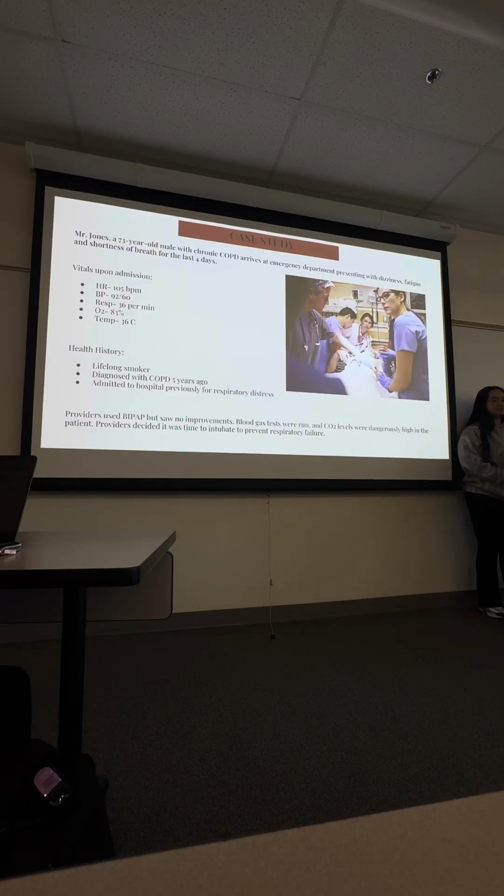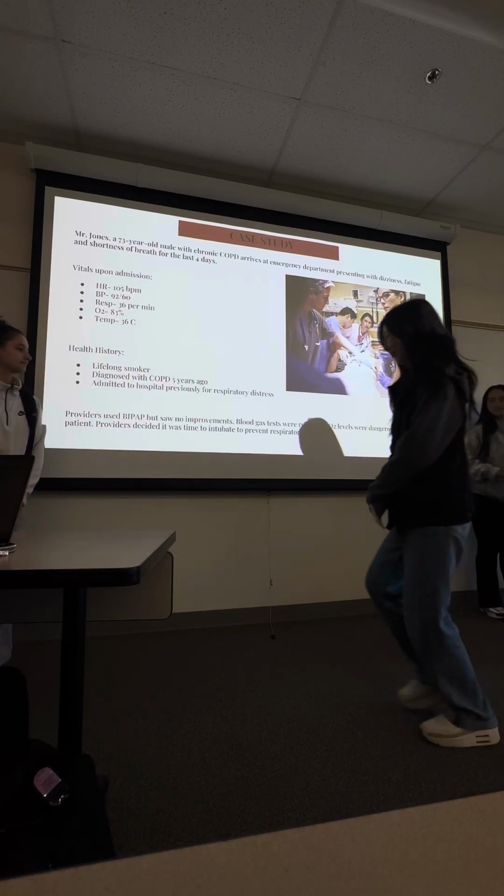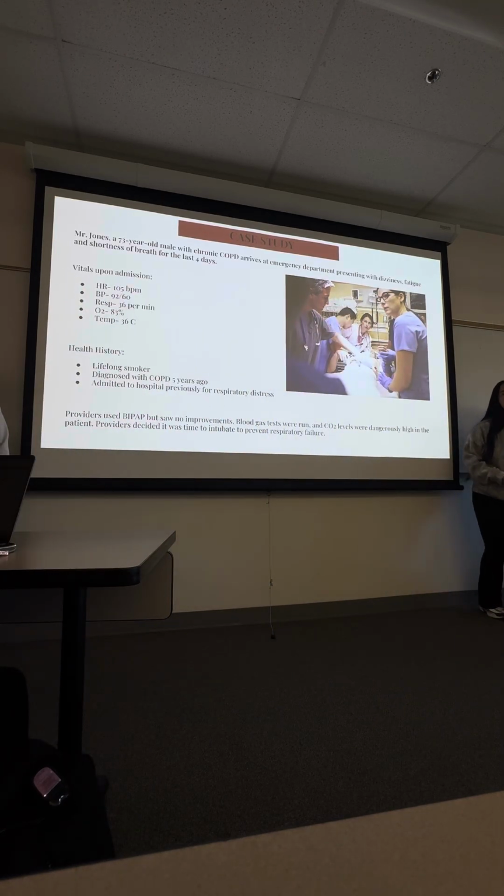Mr. Jones, a 73-year-old male with chronic COPD, arrives at the emergency department presenting with dizziness, fatigue, and shortness of breath for the last 4 days. He has a barreled chest and clubbed blue fingertips. CPAP was used in transit by paramedics, but it failed to slow his breaths per minute and raise his O2 levels. His vitals upon admission were as follows: heart rate 105 beats per minute, blood pressure 92/60. His respirations were 36 per minute, and his O2 levels were at 83%.